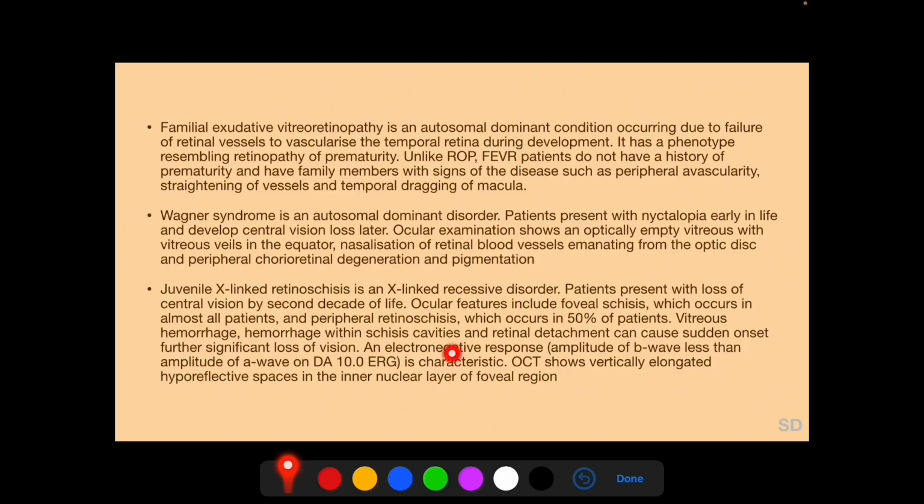An electronegative response on ERG is characteristic of XLRS, in which the amplitude of the B wave is less than the amplitude of the A wave in the response to dark adapted bright flash. OCT shows vertically elongated hyporeflective spaces in the inner nuclear layer of the foveal region, and schisis cavities are also found in the outer plexiform layer and the inner nuclear layer of the foveal region, extending out to the parafoveal region and beyond.